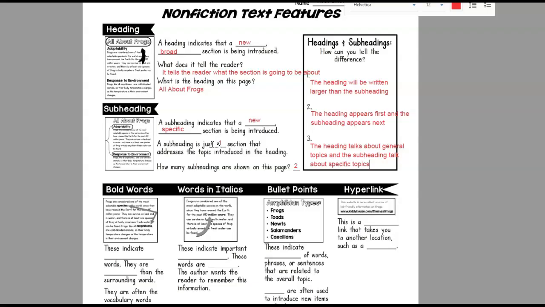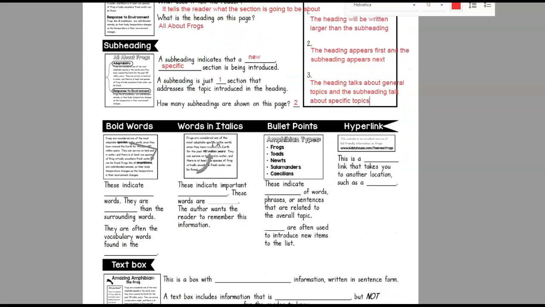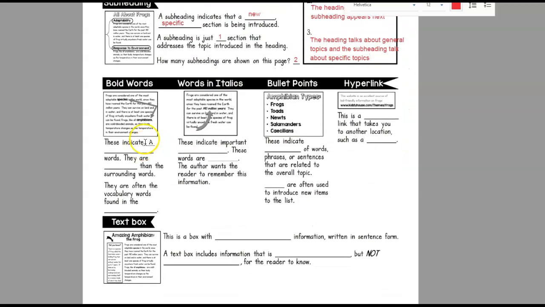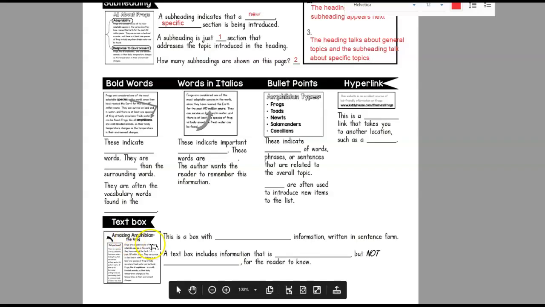Let me move this on up a little bit. As you can see, we've got a few more categories to look at. We've got bold words, words in italics, bullet points, hyperlinks, and text box. Those are all going to be pretty quick. I want to read what this is going to be so I can look for those words when I'm talking in my PowerPoint. Bold words, and we know what a bold word is.